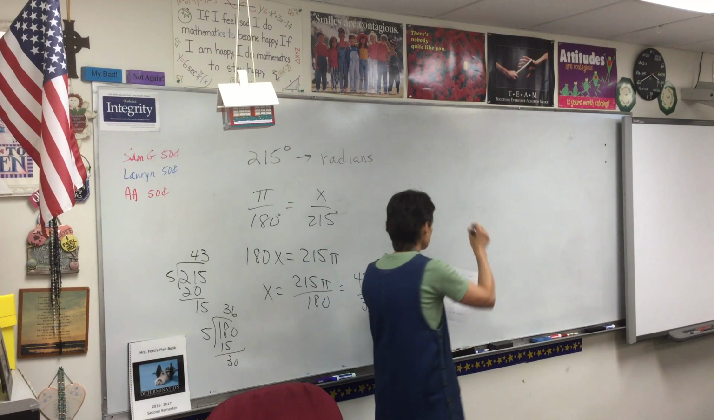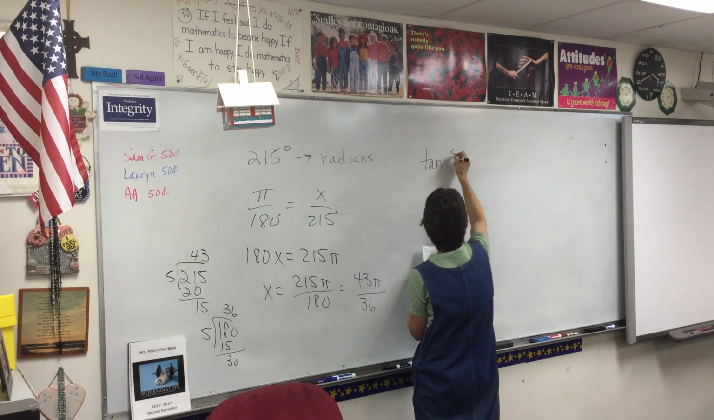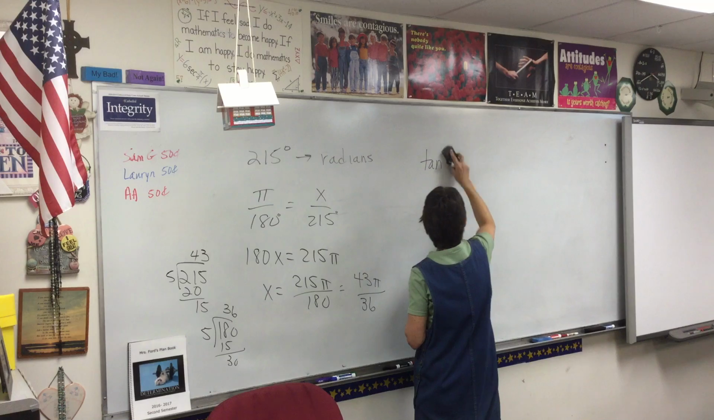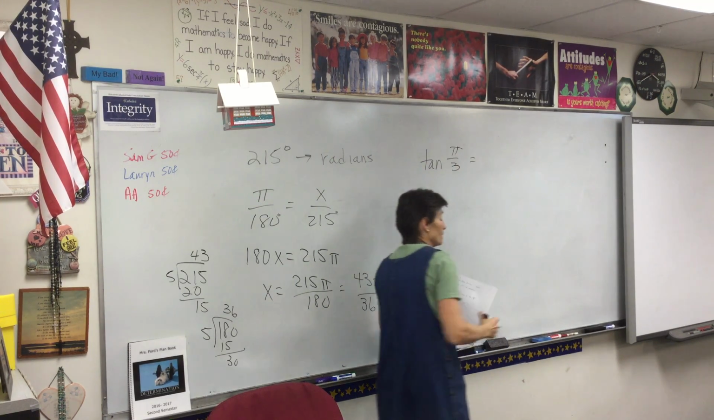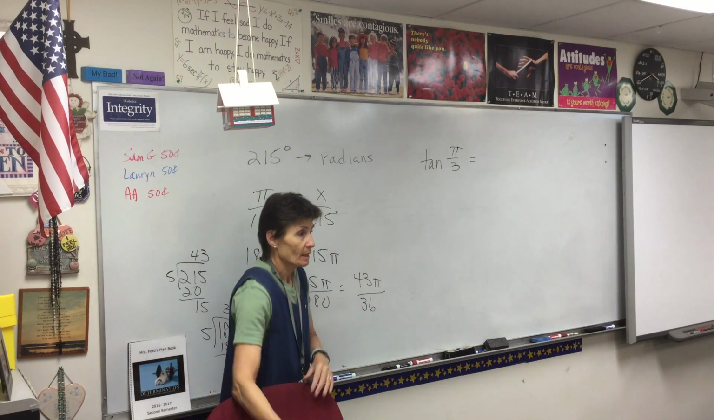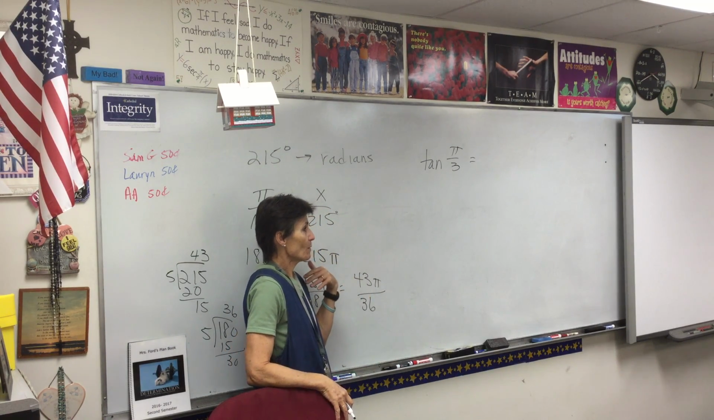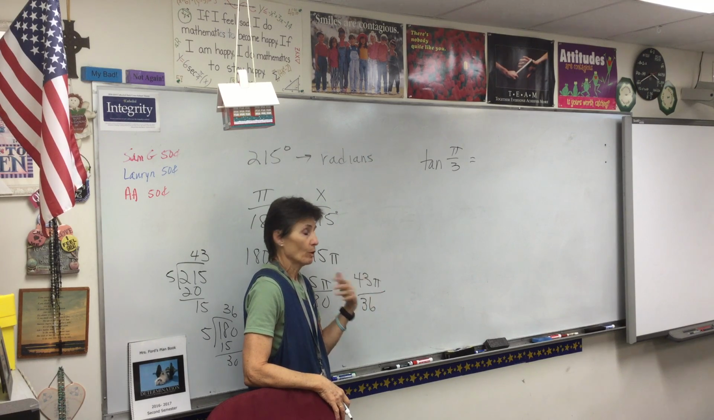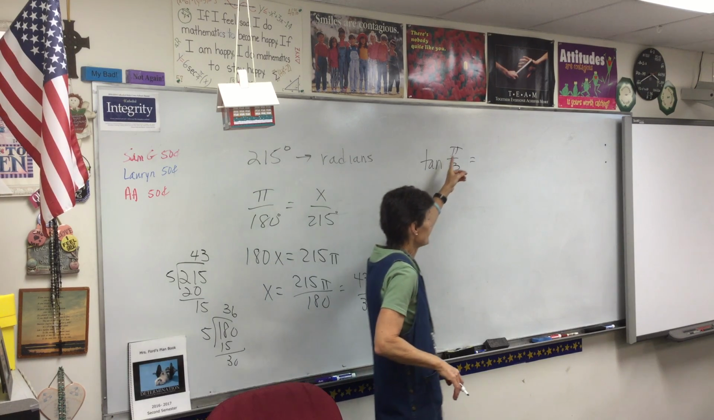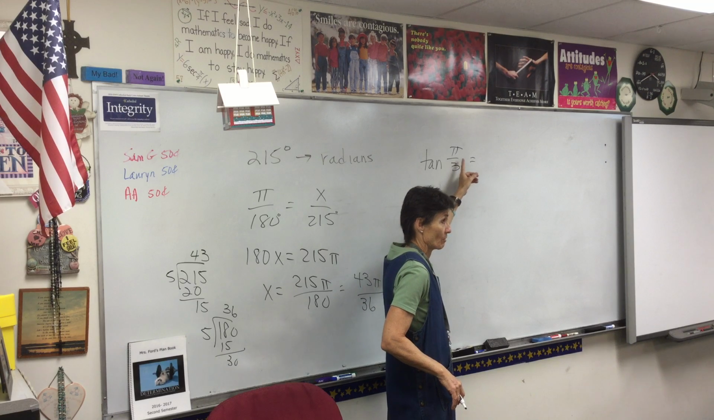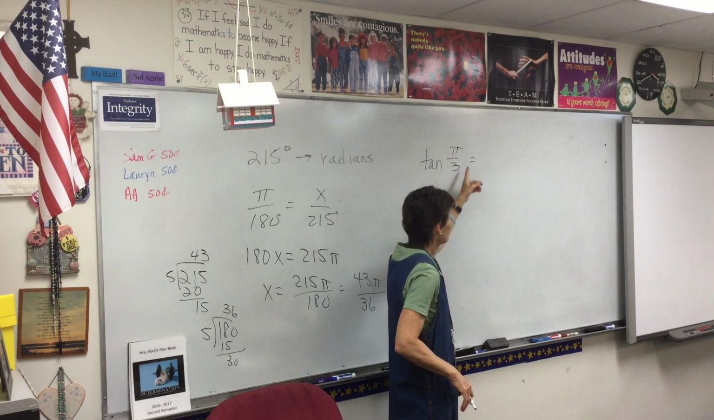Now the next one says, find the exact value of the tangent of pi over 3. Okay? Now first of all, anytime you have a tangent, or a cosine, or a sine, or anything, it's going to be a fraction. So the TOA, right? It's a fraction, opposite over adjacent. So the first step of the problem, you're probably going to deal with this, but that's not the answer. That's the first step. Tell me about pi over 3.